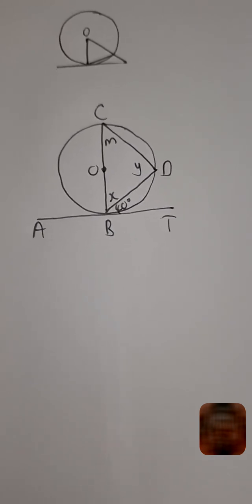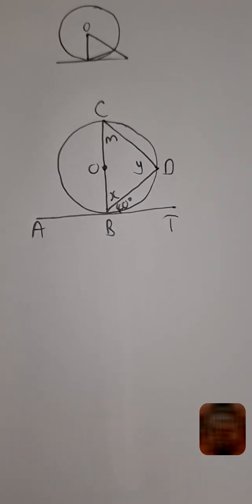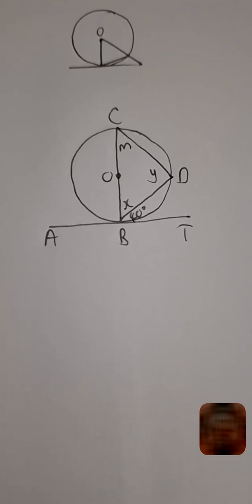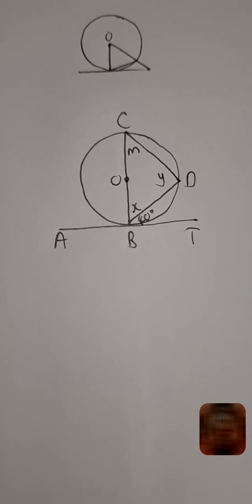Okay, so now what I know is that when a straight line and a tangent meet, and when a straight line and the diameter meet, they form 90 degrees.